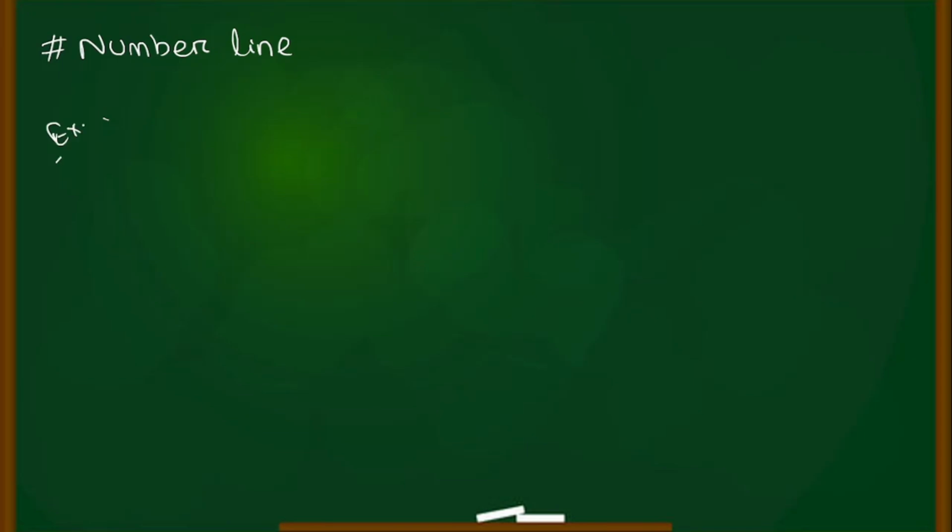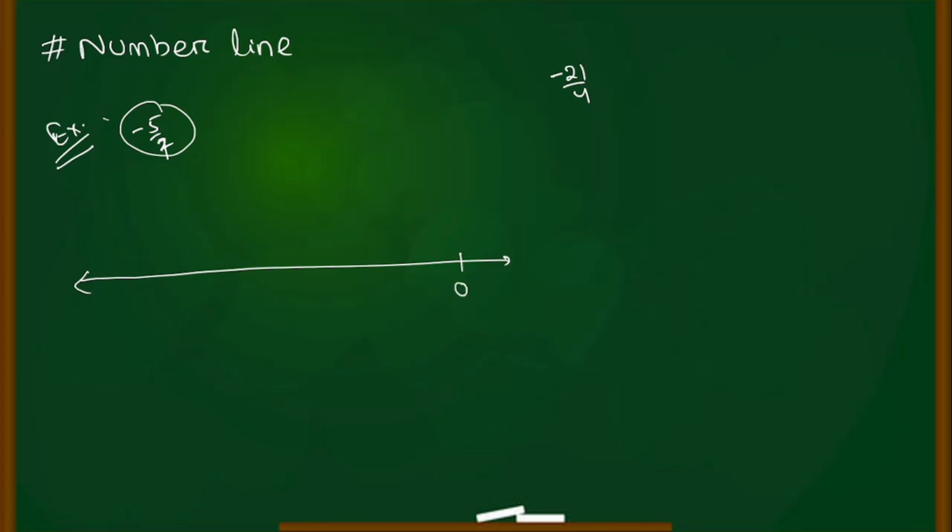Suppose example 1 is minus 5 by 2, and the next is minus 21 by 4. Here simply write down minus 5 by 7, not 2. So first we draw the number line. Here it is minus, so that's why we start from the left side. Here is 0, then minus 1, then minus 2, then minus 3, etc.